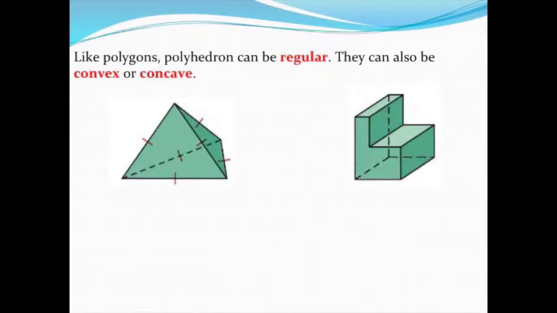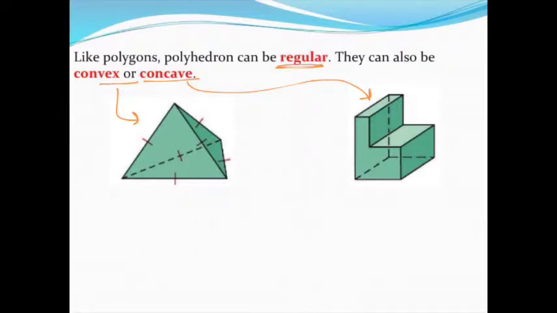Like polygons, polyhedron can both be convex or concave. Recall that concave meant the figure was dented, it had a cave in it. So our concave figure is going to be over here, it's been dented in. Our convex one means no dents in it, so this first picture is convex.